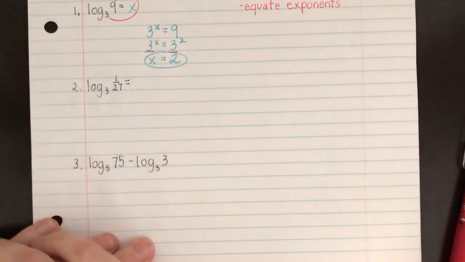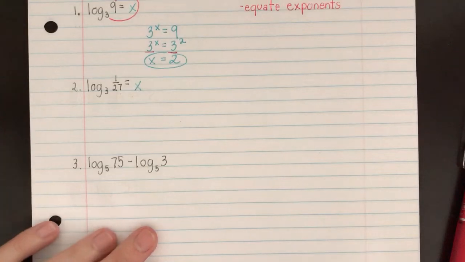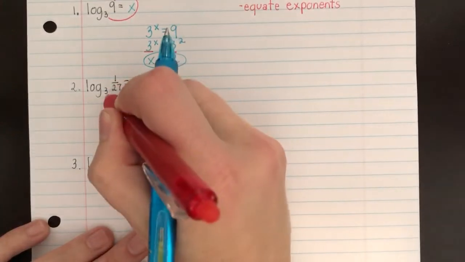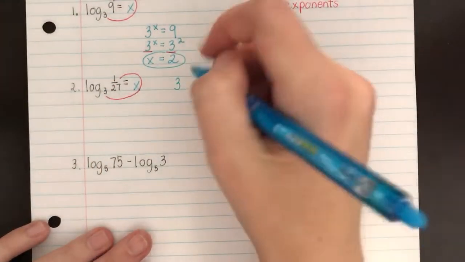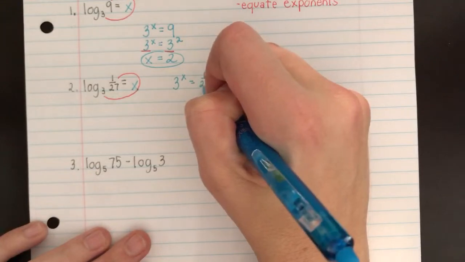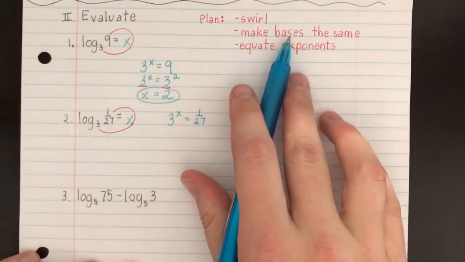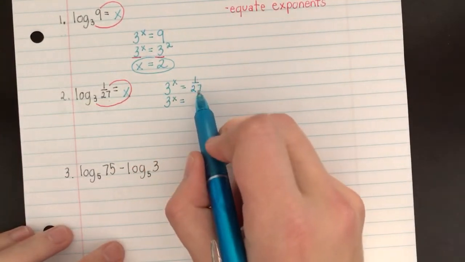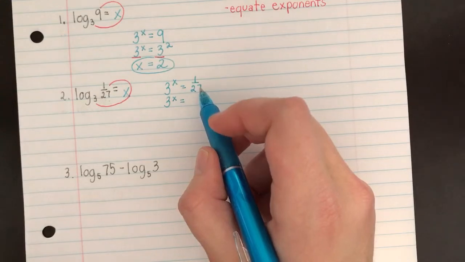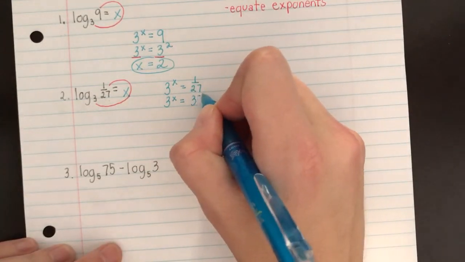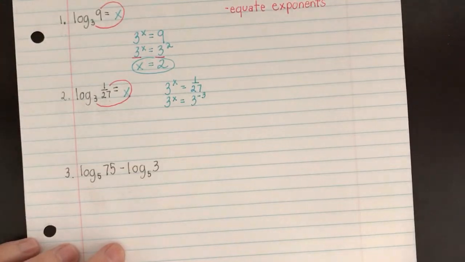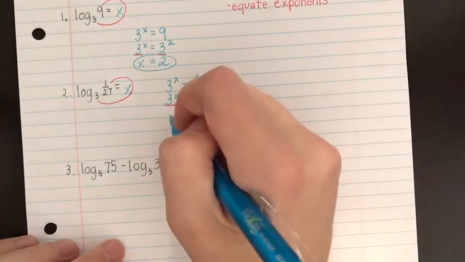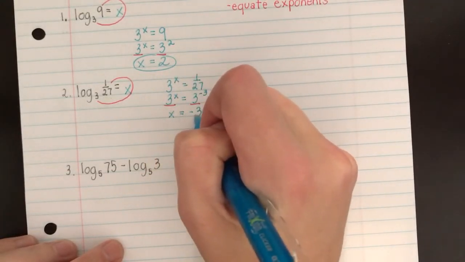What happens when you have something like this? Well, you still should be able to figure this out if you say equals x. So 3 to the x power equals 1 over 27. So rewrite 27 to have the same base as 3. So 3 to the x equals, remember 3 cubed is 27, so 3 to the negative 3 is 1 over 27. So then if bases are the same, exponents must be the same. So x must equal negative 3.